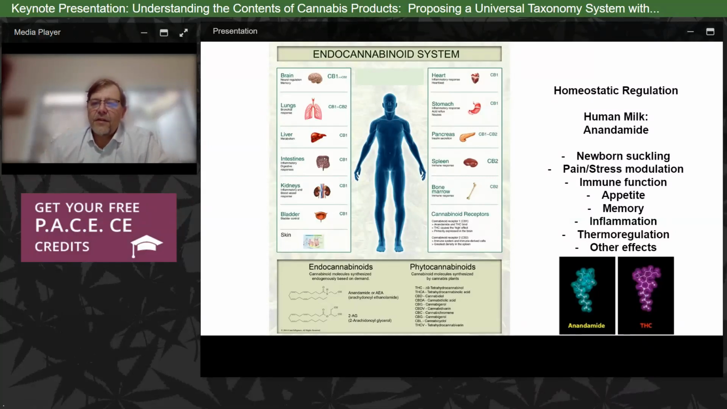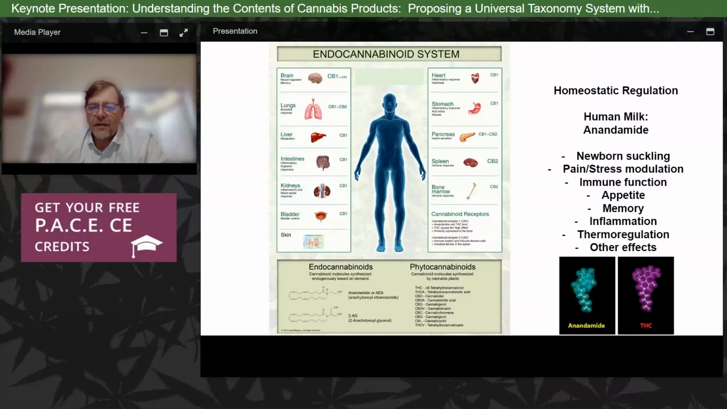There is a homeostatic regulation of endocannabinoids in the brain and the human body. Endocannabinoid levels get increased in human milk to promote newborn suckling, to promote hunger, feeding and also pleasurable feelings. Its production gets kicked in with pain and stress modulation, and it has many different effects: immune function, appetite, memory, inflammation, thermoregulation, and other effects.